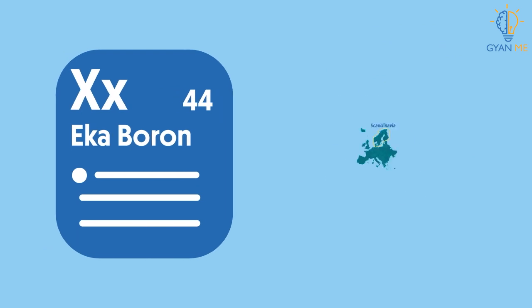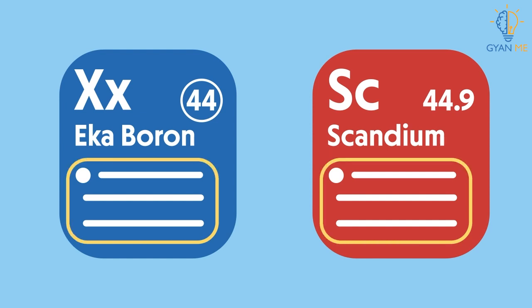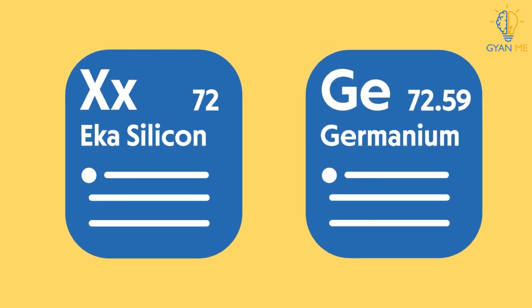Similarly, eka boron was later discovered in Scandinavia and hence named scandium. Again, he predicted that its weight would be 44 and its properties would resemble those of boron. And just like the previous, he was correct once more. Its weight turned out to be 44.9, just as Mendeleev had predicted. Moving ahead, eka silicon turned out to be germanium, discovered in Germany. Its weight was found to be 72.59, much like the predicted weight of 72.